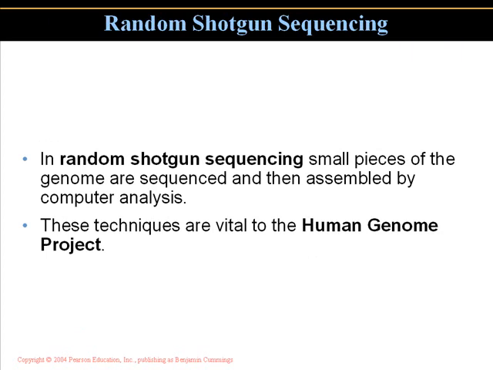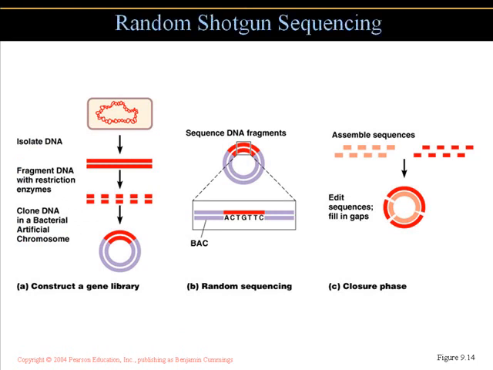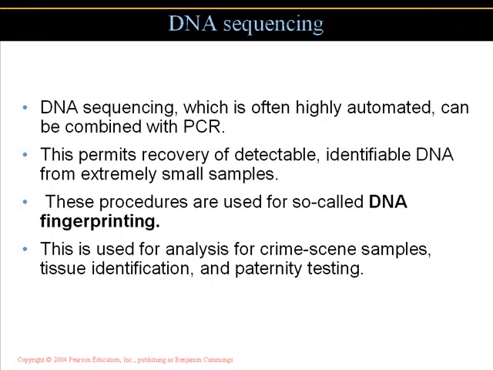Another way to determine the sequences is using what's called random shotgun sequencing. I like that name. Small pieces of the genome are sequenced and then assembled in a computer analysis. The technique was vital in the Human Genome Project. DNA sequencing, which is often highly automated, combined with the PCR technology we talked about before, polymerase chain reaction, permits the recovery of detectable and identifiable DNA, and it can also be used to identify extremely small samples.